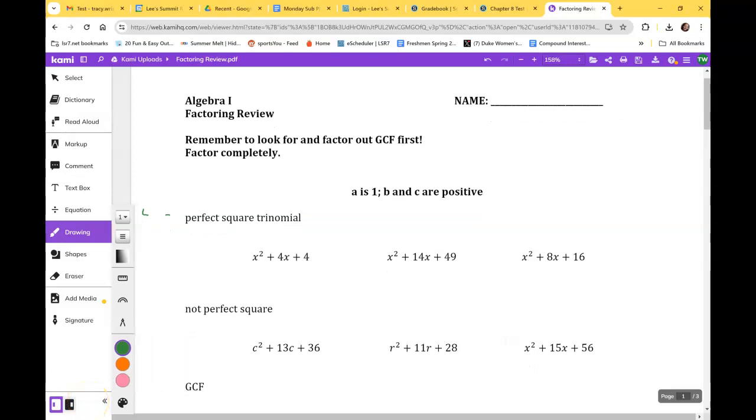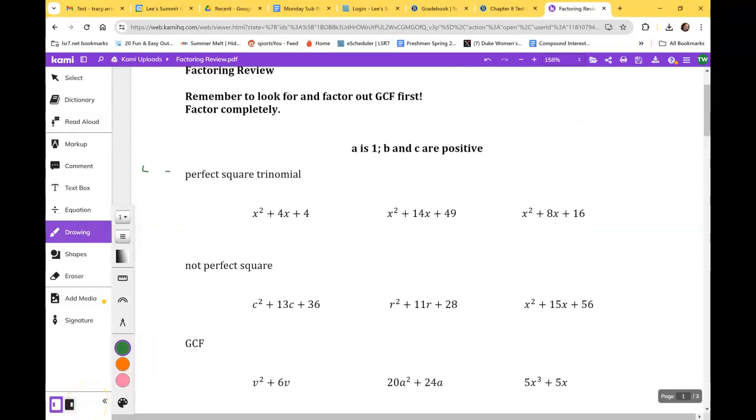Okay, I'm going to work through some of these so that you can see how to do them. I'll do the first one in each row, and then you're to go back and do the rest of them for your assignment. First, we're going to start where a is 1. That means we don't have a coefficient in front of the x squared, and we have positive numbers for b and c. When it's a perfect trinomial, we can just go straight to our binomial squared.